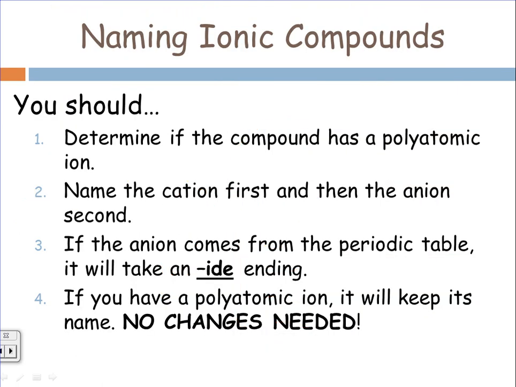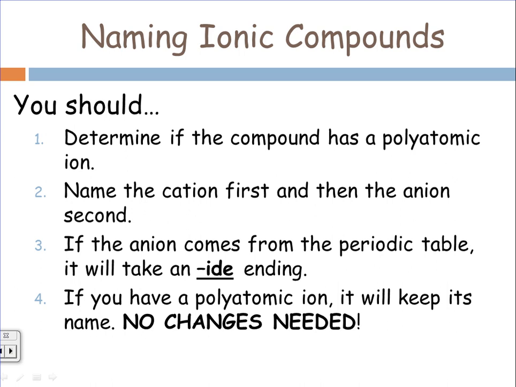Okay, so let's go into details about how we name compounds. We've already been naming compounds. First thing you need to do is determine if the compound has a polyatomic ion. So polyatomic ions are all the ones that we already talked about in the previous slide. So those are things you need to memorize.